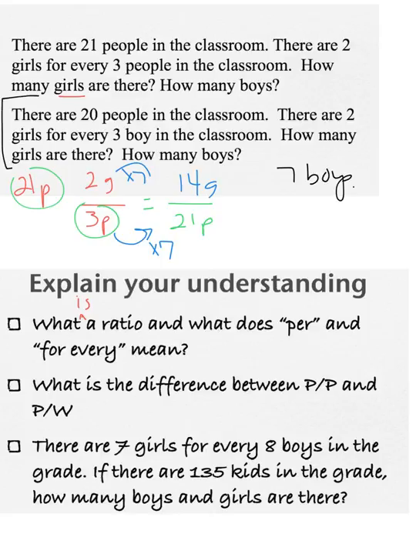The problem right here, 20 people in the classroom, 2 girls for every 3 boys in the classroom. How many girls are there? How many boys? I'd like you to do this question. And then lastly, these 3 questions down at the bottom, you're also going to answer those 3 questions. I'll have these 4 questions on a Google Doc emailed to you on the website.